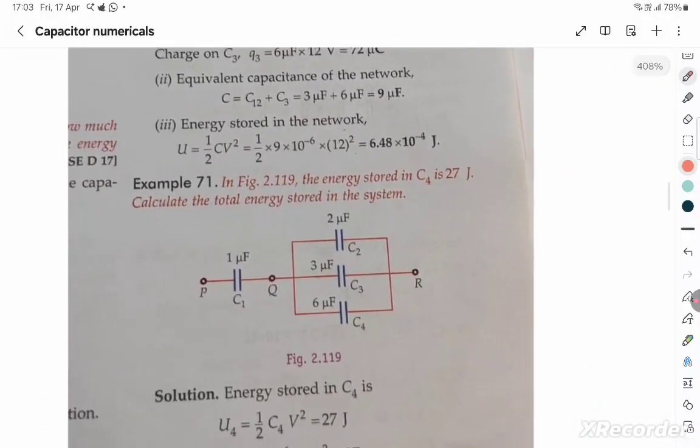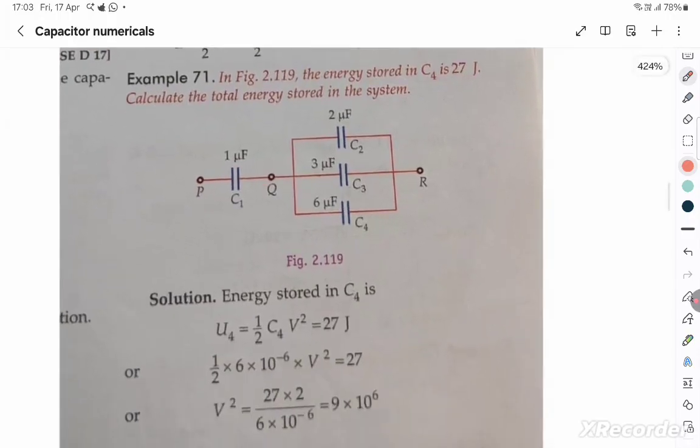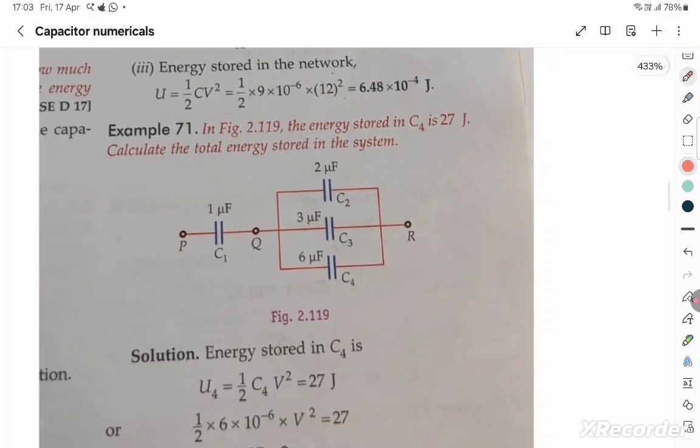It's the 71st question. The 3 capacitors are in parallel, so find the equivalent capacitance, and this is in series. So 2 plus 3 is 5, 5 plus 6 is 11. 11 and the 1 microfarad are in series, so you find the equivalent. So what are they asking in this? The energy stored in C4. Oh, they've given that the energy stored in C4 alone is 27 joules.